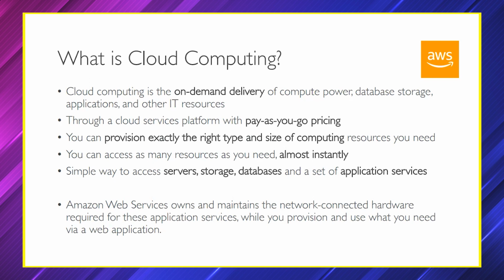Okay. We are talking about AWS, but the last sentence is also applicable to different cloud providers such as GCP and Azure. So here we are trying to say that AWS or any cloud service provider owns and maintains the network-connected hardware required for these application services, while you provision what you need for your web application. These cloud providers have a really large pool of services and hardware available to them. And if you need something, you can provision a chunk of that.